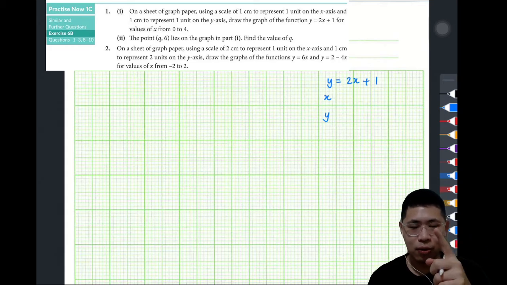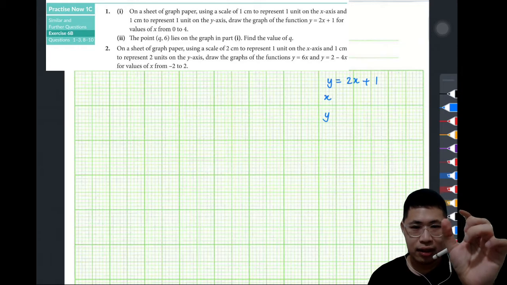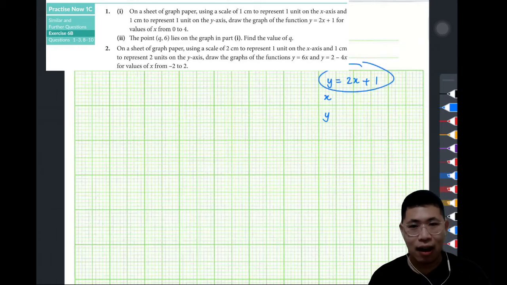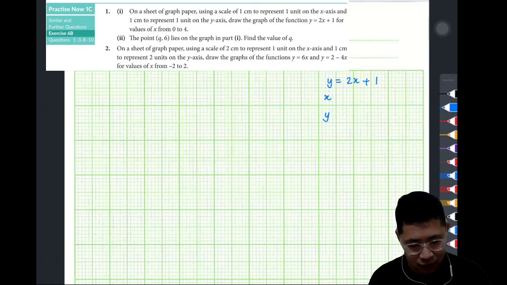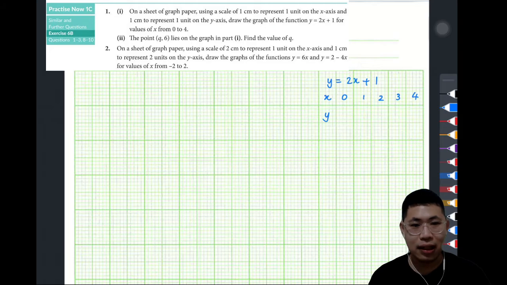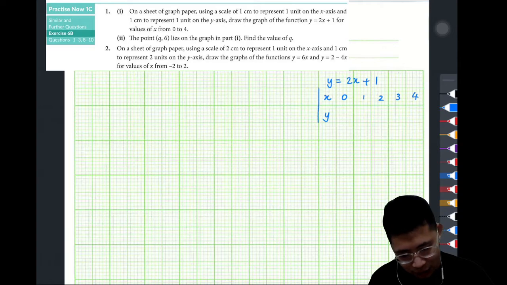If you read the question, they give you the scale, they ask you to draw this function, and the values of x from 0 to 4. So here I'm just going to put 0, 1, 2, 3, and 4 as written in the instructions. Now, given these values of x, what are our values of y?